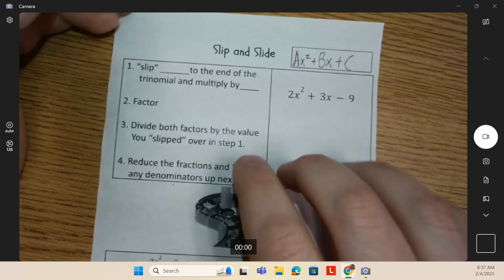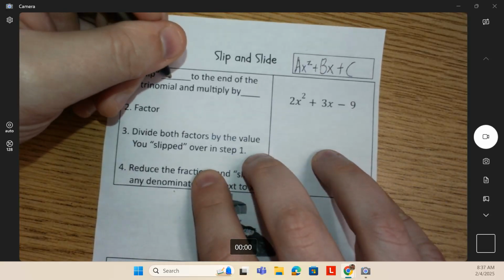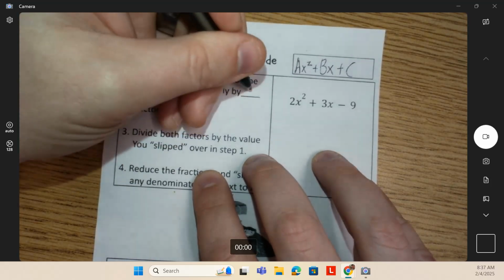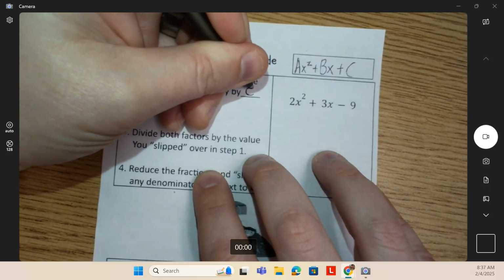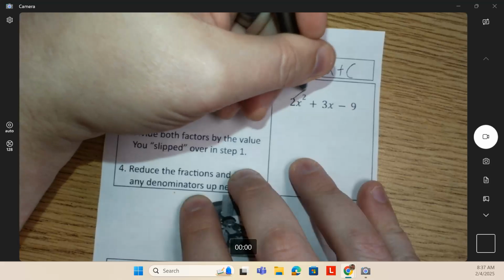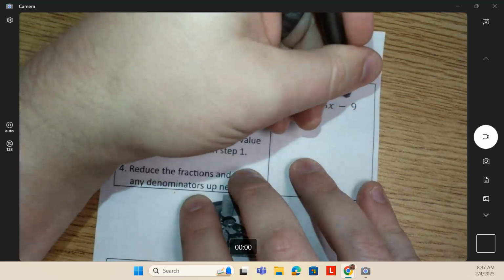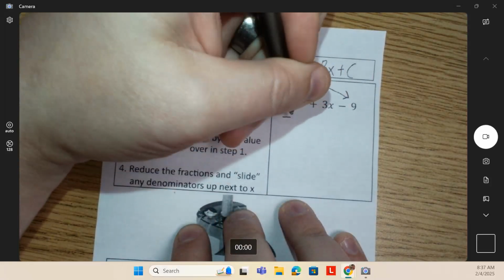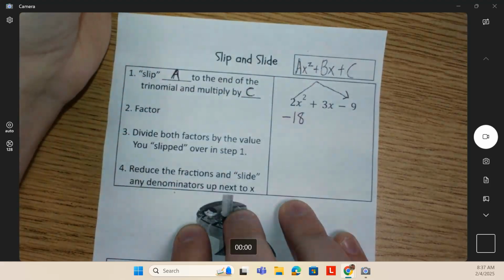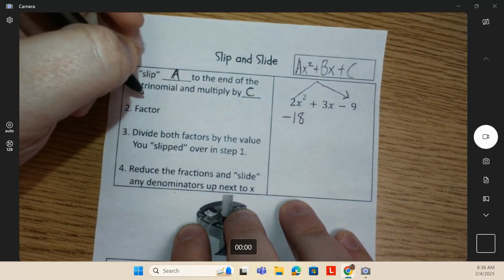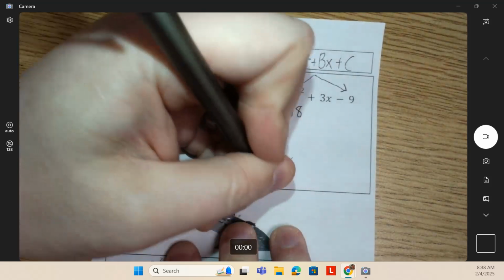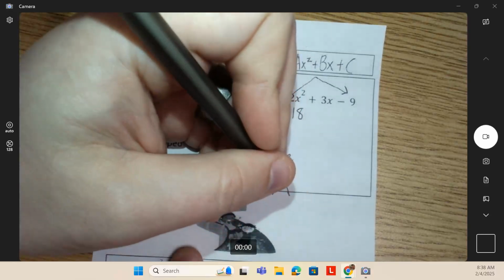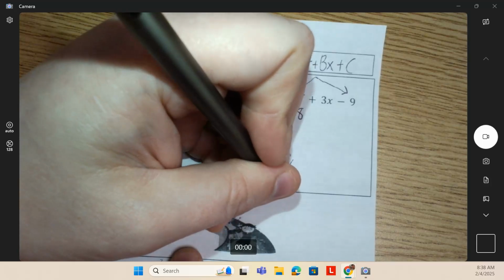So what we're going to do is you'll take and slip a to the end of the trinomial and multiply by c. So we'll take this 2 and multiply by the negative 9 to get a negative 18. Then we're going to factor. And so when we factor, I'm going to look for something that still multiplies to get negative 18 and adds to get a positive 3.